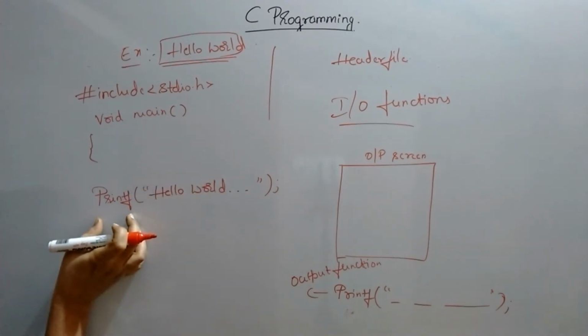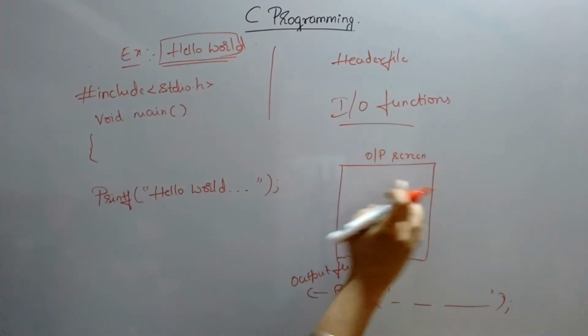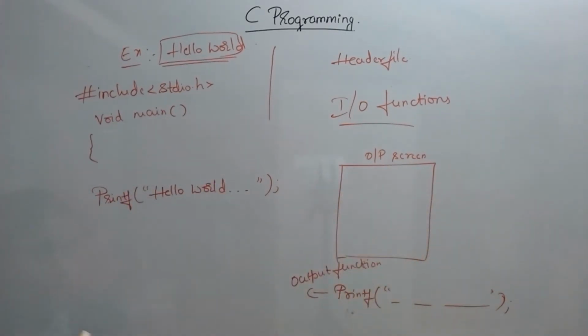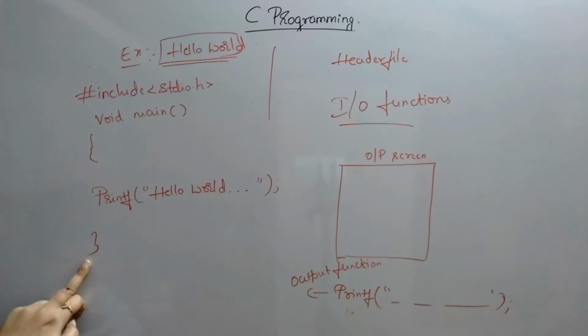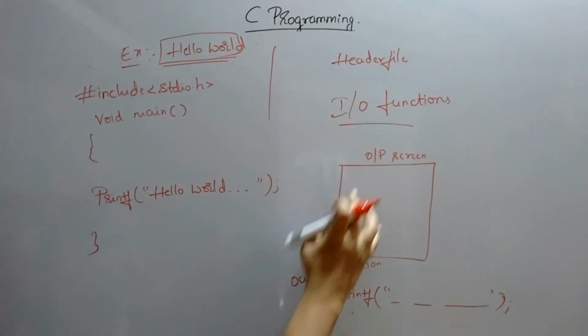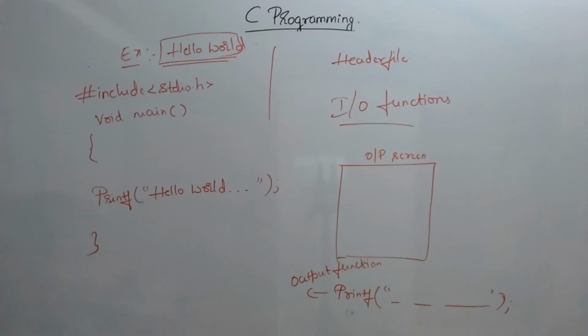Whatever you write inside this printf statement will be displayed on your output screen. That's all. I don't have any inputs to take from the user, so I am going to end this program by closing brace. See, now when I run the program, this hello world will be displayed on your output screen.